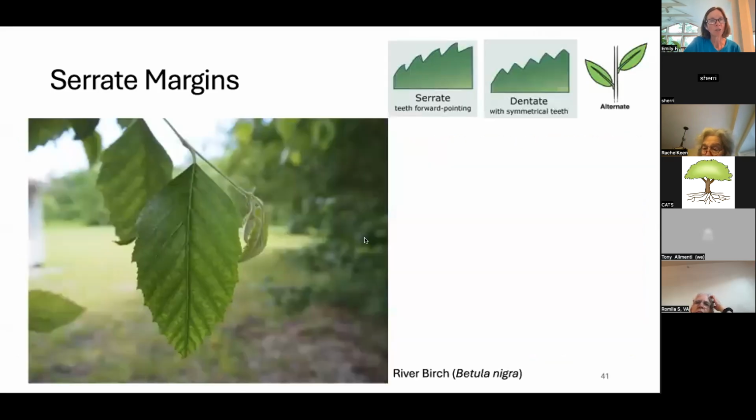Our next serrate margin is going to be serrate and dentate. At least that's what it says in the book. It's alternate branching, and that's going to be the river birch. And you can see we've got these serrate pieces, and then you can see these little dentates in between. So they weren't wrong, which is kind of cool.